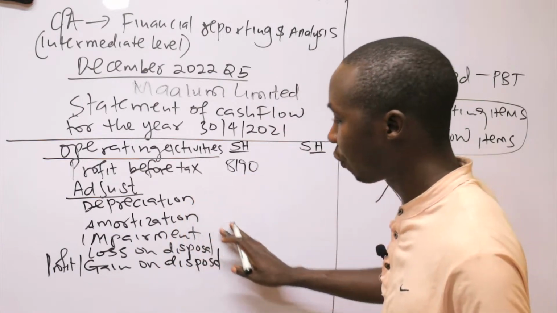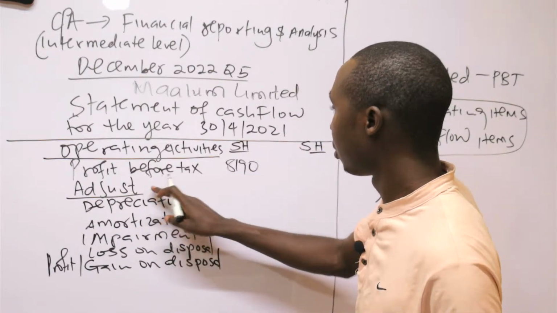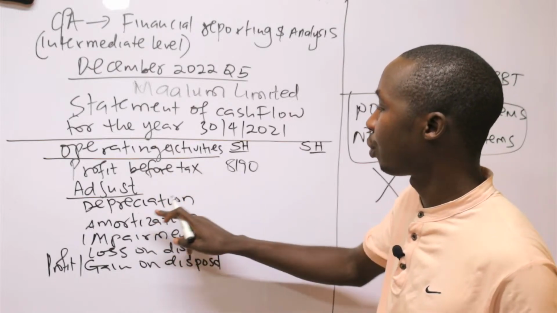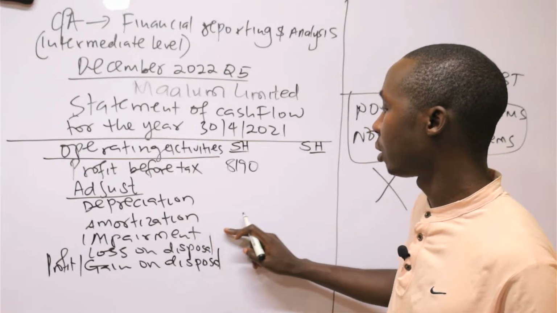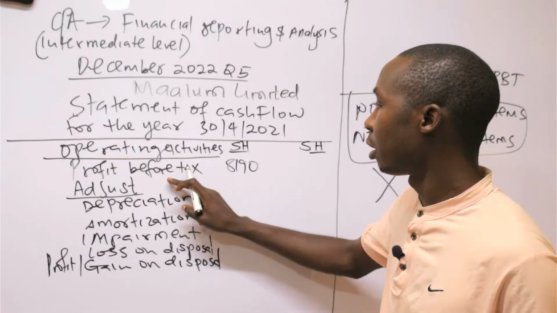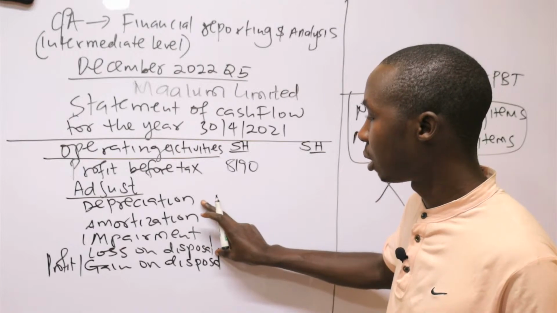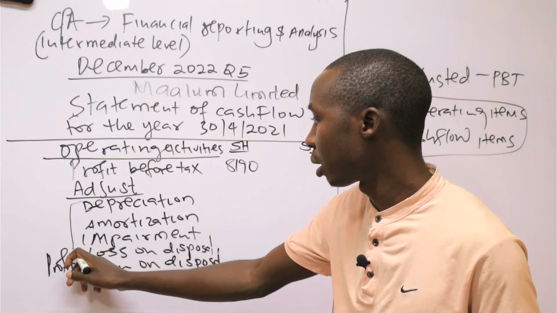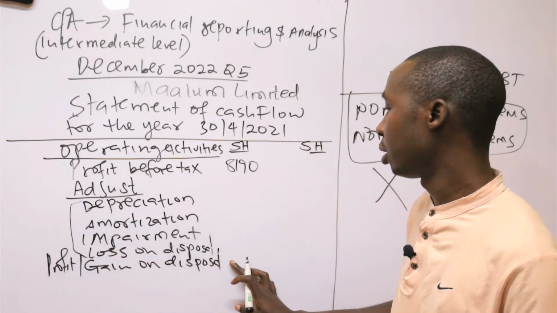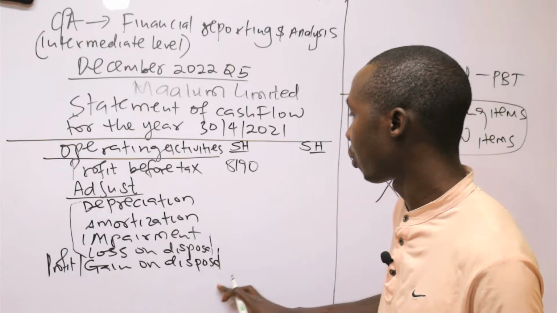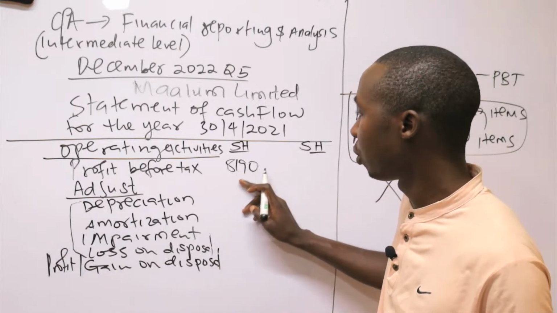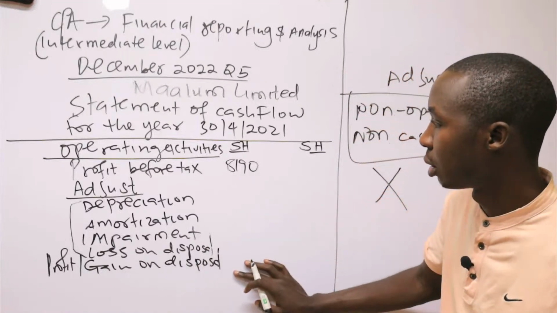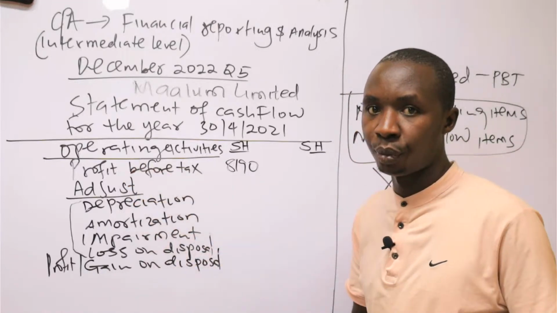These are some of the items that we need to adjust against the profit before tax. Because depreciation, amortization, impairment, loss on disposal, for us to arrive at the profit before tax, they are supposed to be deducted. So what we do, we add back. These ones will be added back. Then for the gain you subtract because this is a profit. For us to arrive at 8190, if they were to record it, they were to add. So you subtract. But we are adjusting the profit before tax.